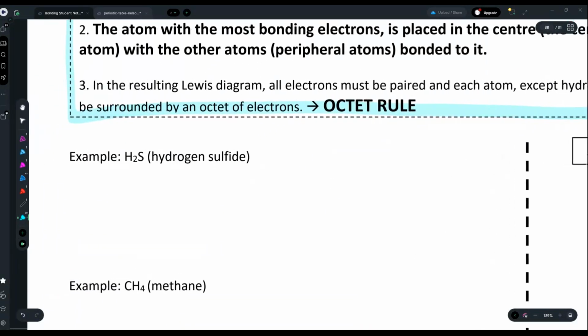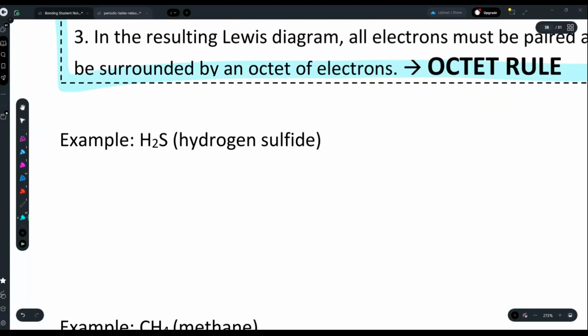Okay. So, for example, we have hydrogen sulfide. So, first thing I'm going to do is just draw the individual atoms. So I know hydrogen is in group 1, so it only has 1 valence electron. You could write the dots that represent electrons on the side or the top. Either is fine.